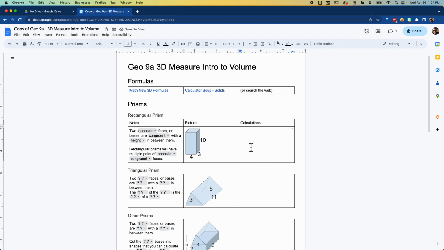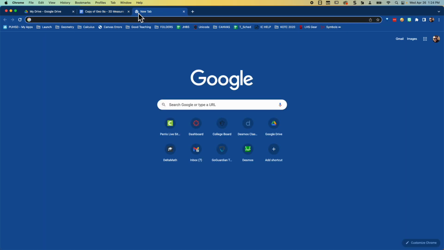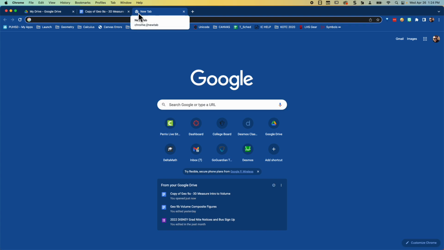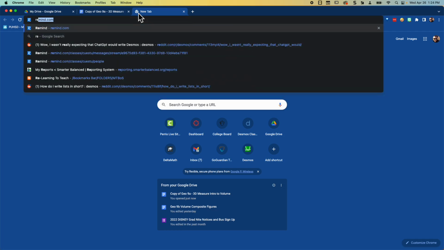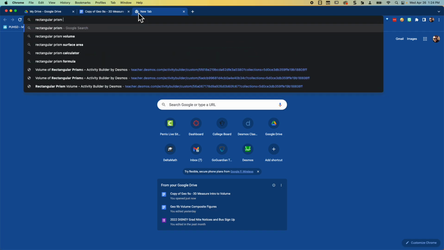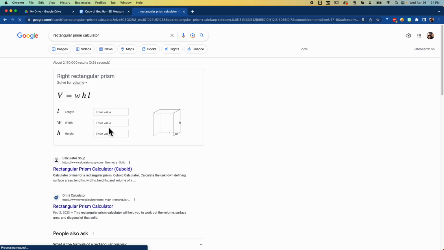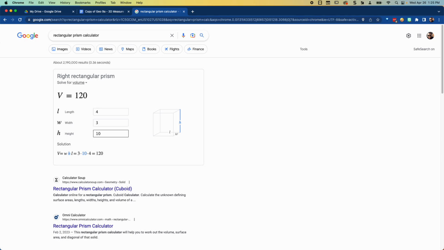All right, so now for the calculation, it is fine to use just a shortcut calculator. So if I say rectangular prism calculator, it just says that the volume is length times width times height. And my length was 4, my width was 3, and my height was 10.